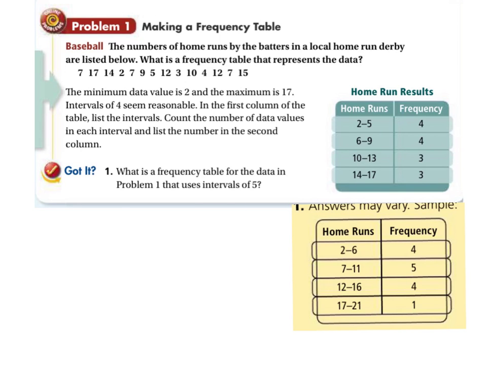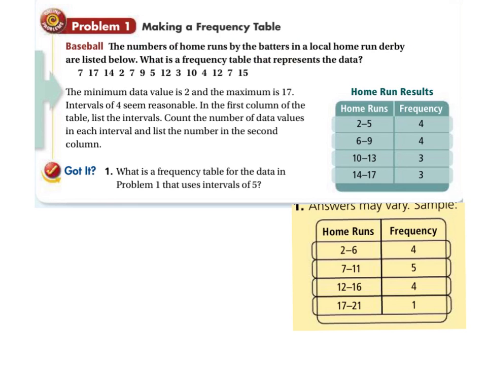Okay, so now that you've seen the vocab for 12-2, let's go ahead and talk about how to make these things. First off, making your own frequency table. It's the easiest part of it. You just have to be able to count. So you've got the numbers of home runs hit by batters in a local home run derby are listed below. What is the frequency table that represents the data?